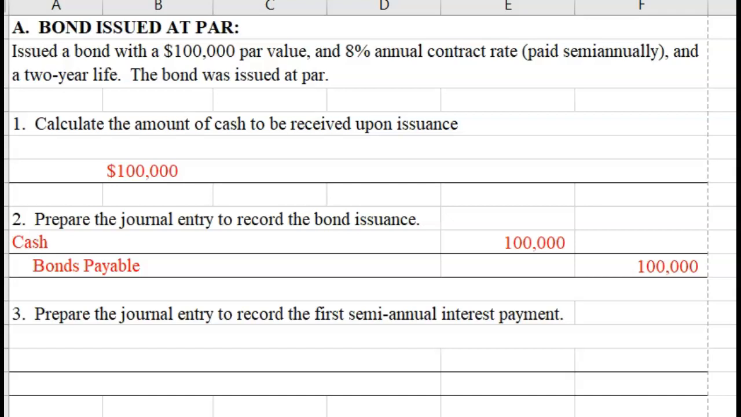Now let me give you a rule. The interest payment is the par value of the bond times the annual contract rate divided by 2 if it's a semi-annual interest.